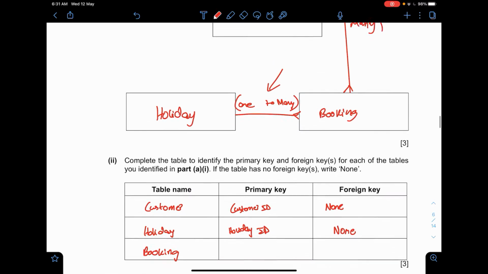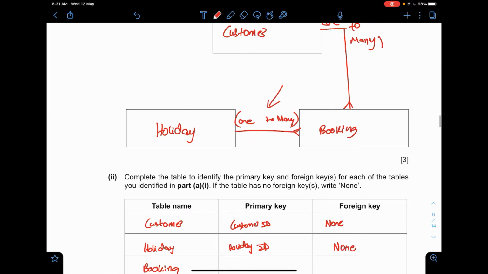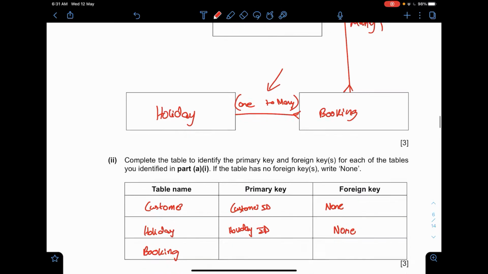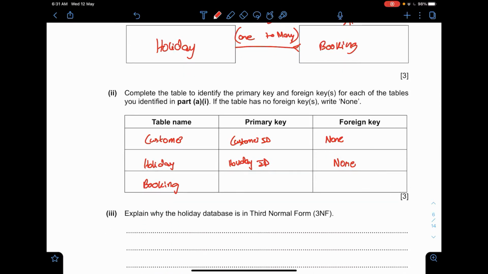But for the table booking, you're connecting customer to booking, holiday to booking. So one to many. Many represents there will be a foreign key from holiday inside of booking that is connecting the two. So for booking, the primary key will be booking ID, but the foreign key will be customer ID and the holiday ID. So this is how it's gonna be. This was for 3 marks.